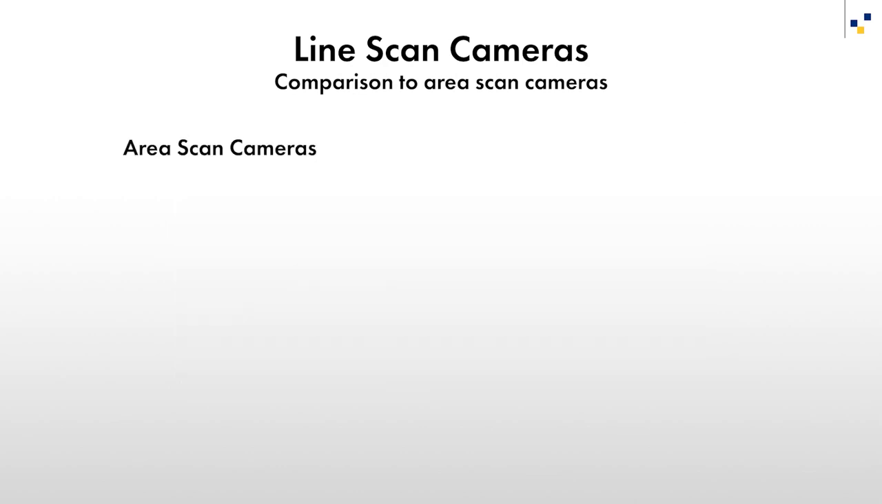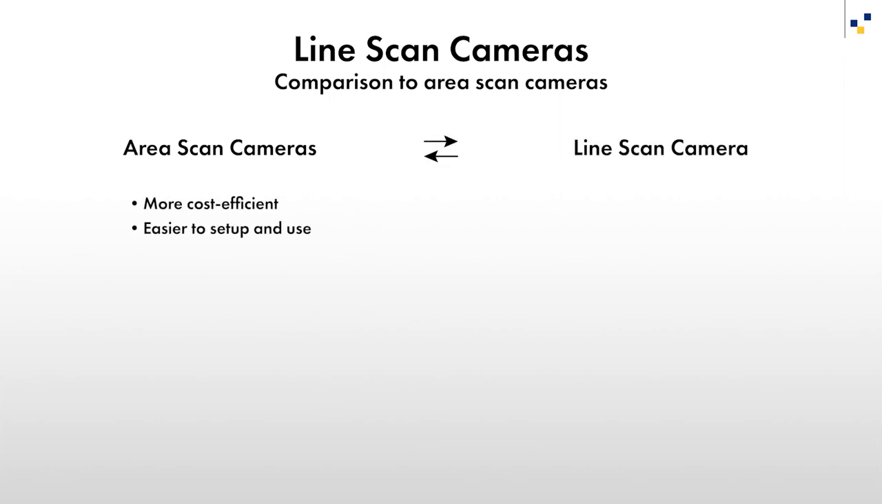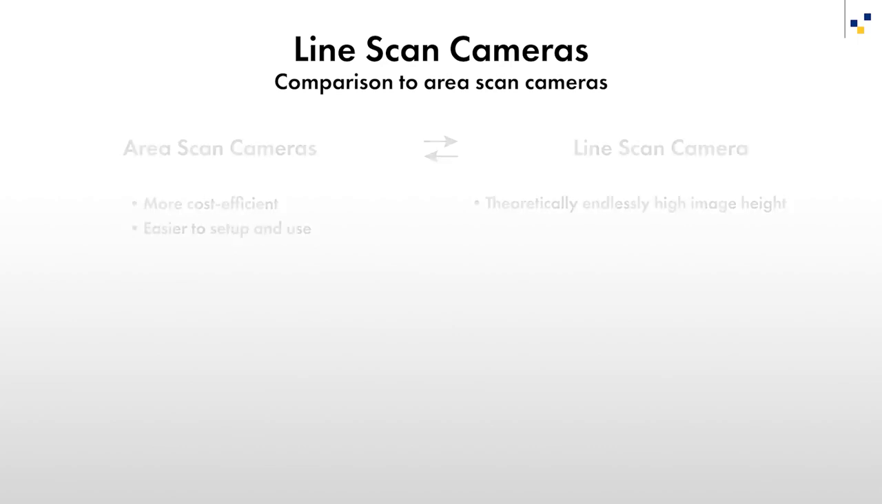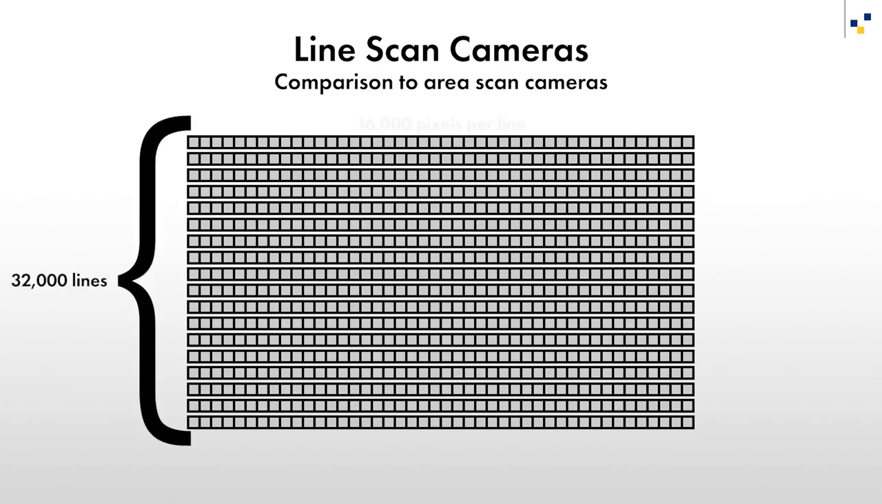Area scan cameras are generally more cost-efficient and easier to set up and use, but line scan cameras hold several advantages over area scan cameras. First, due to the number of lines used to create one two-dimensional image only being limited by the processing device used, line scan cameras allow for images with theoretically endlessly high image size and clarity in one direction. This results in images with very high resolution, even compared to the highest resolution area scan cameras. For example, if you are capturing 32,000 lines using a 16,000 pixels line scan sensor, the resulting image will have a resolution of 512 megapixels.